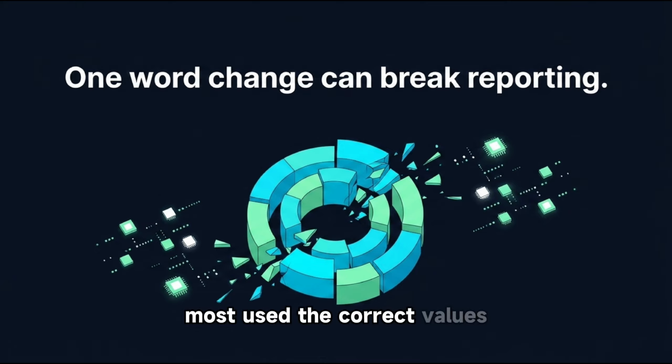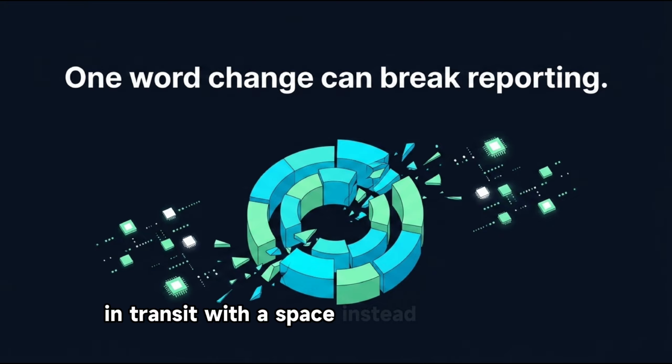Most used the correct values. 3 used variations: in transit with a space instead of underscore, delivered with a capital D, complete instead of delivered. None of these insertions threw an error. All of them were quietly stored.